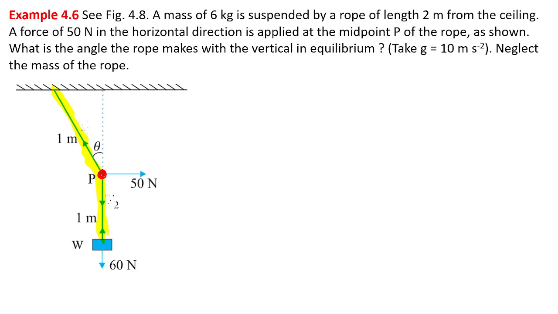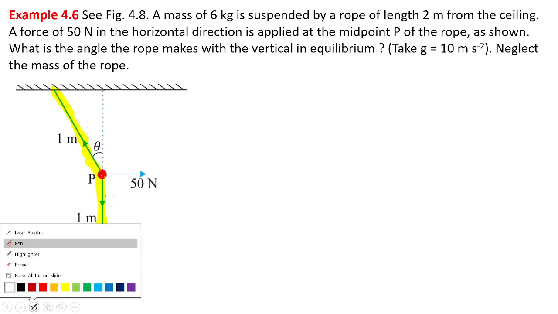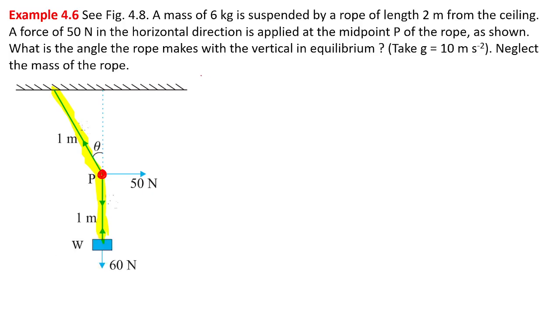I will explain the tension later. For the time being, this is not mentioned. Okay, now look at this diagram. The point P is in equilibrium. The first part is clear. The point P is in equilibrium. That part is clear.